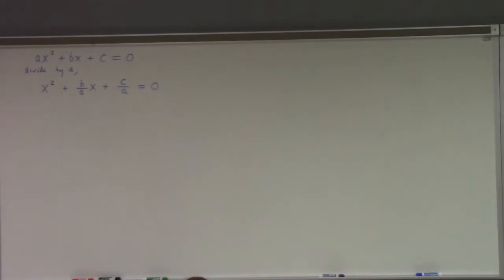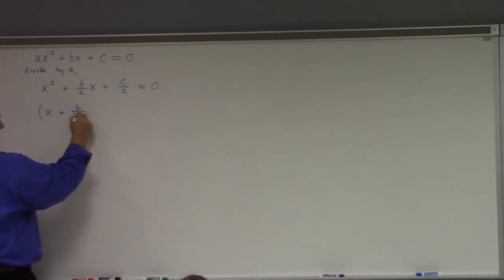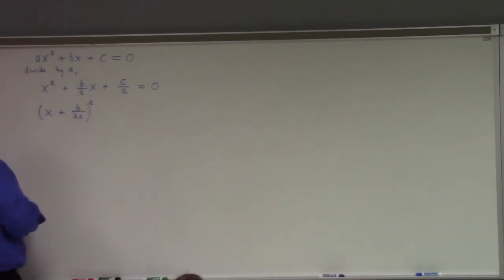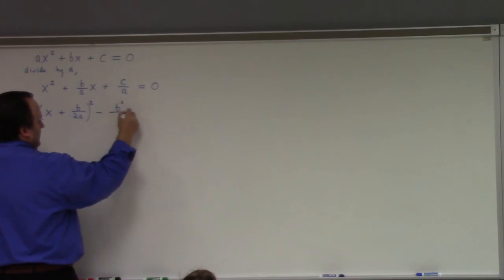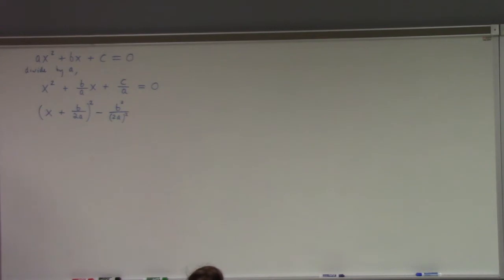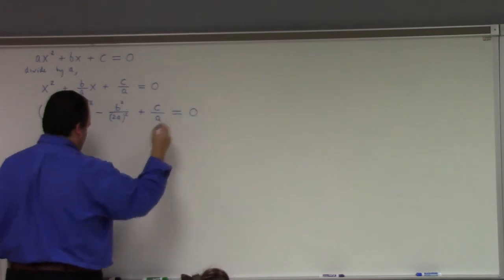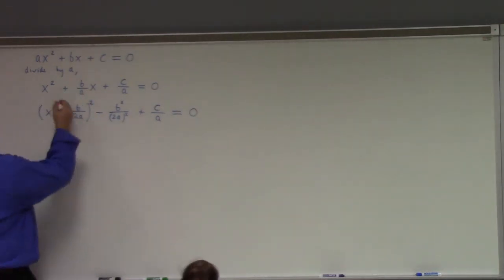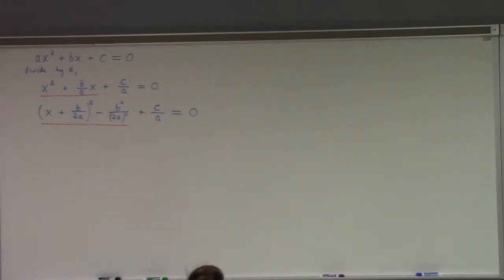Next step, I complete the square. So that is to say I do (x + b/2a) quantity squared. So going back to your question, does this work in general? Yeah, I have to subtract (b/2a) quantity squared like that, and then of course I still have the plus c/a. Now I will emphasize here again that all I'm doing is taking these first two terms and rewriting them as a square minus a number.